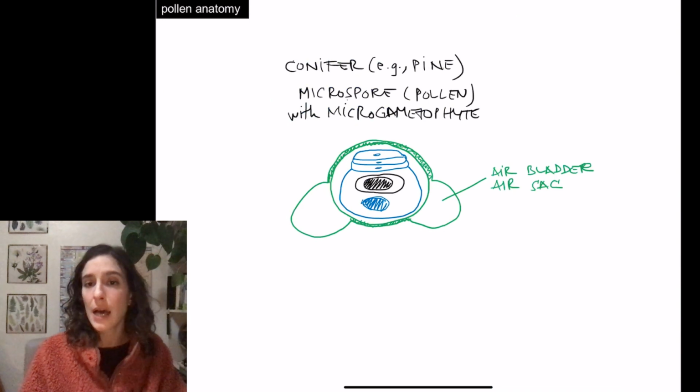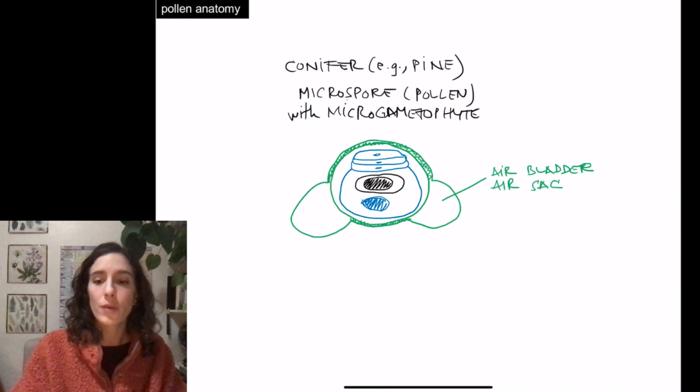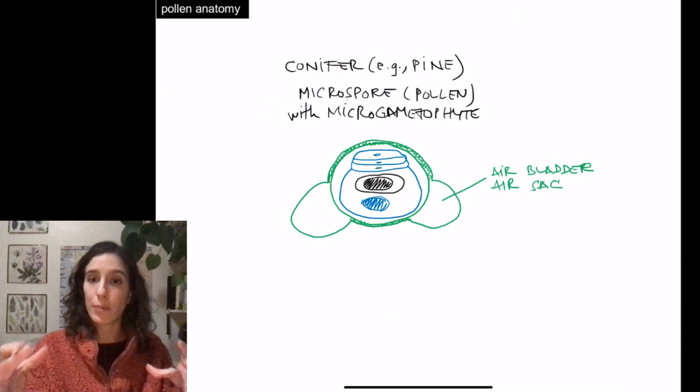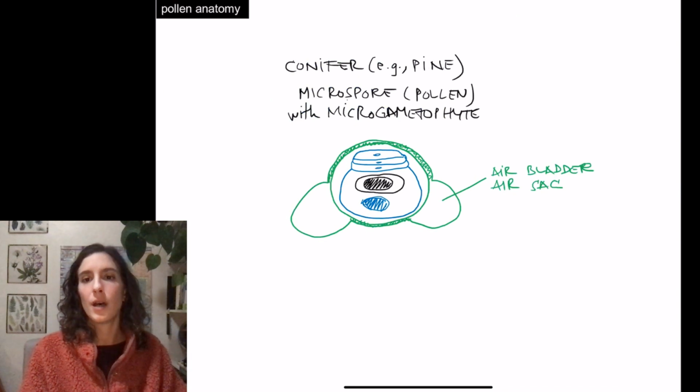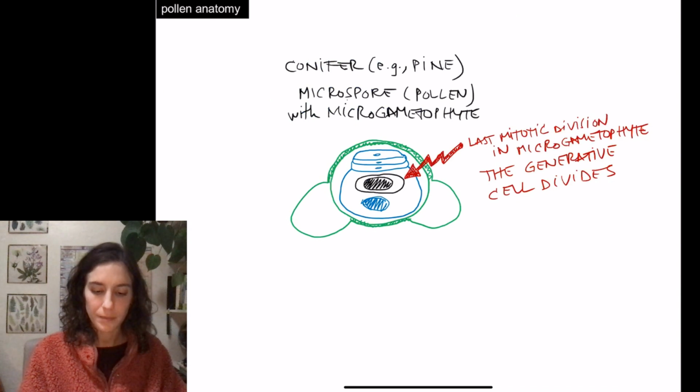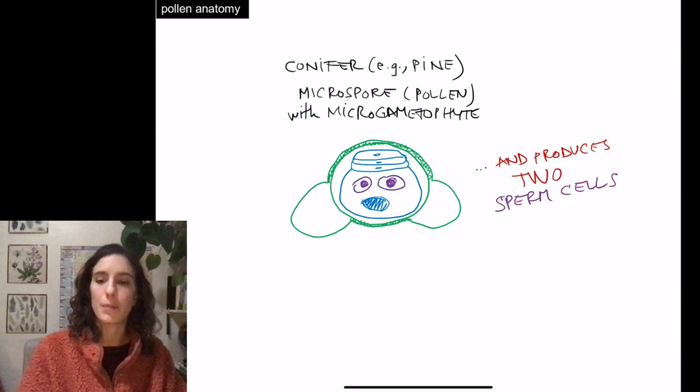Now, a lot of conifers, including the pines, have these really convenient big air bladder sacs attached to the microspore. This is nice because it can help them catch the wind. Of course, this is what they need to do now that they are relying on the air to move sperm cells around. In other words, pollination. Then we have one more mitotic division in the microgametophyte. The generative cell divides and it produces 2 sperm cells.